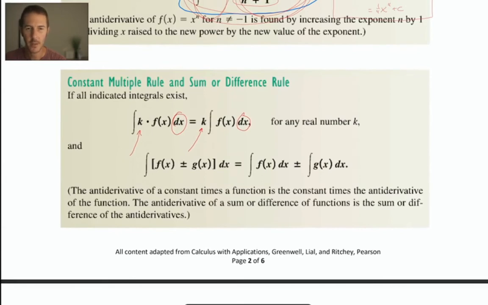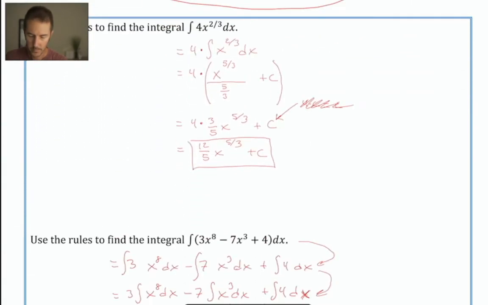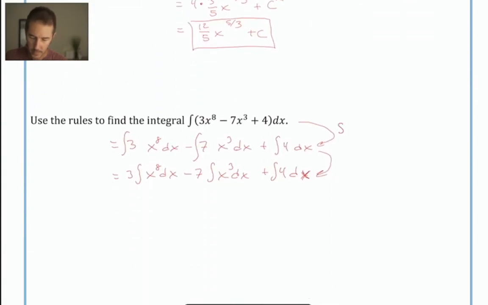We applied the sum or difference rule is what we did first, and then we applied the constant multiple rule. Sum or difference rule, and then the constant multiple rule. I may never write CMR again. You should write it out, constant multiple rule. Okay, now let's do some integration.